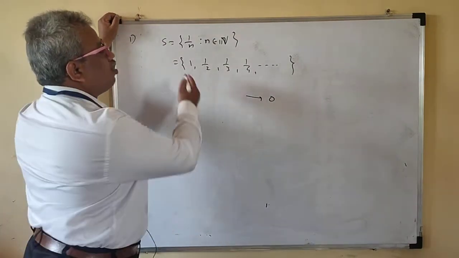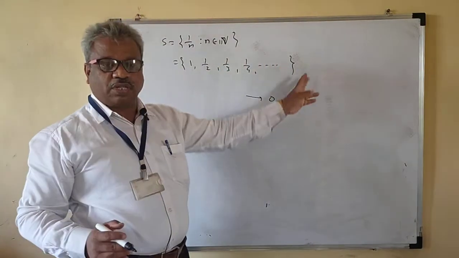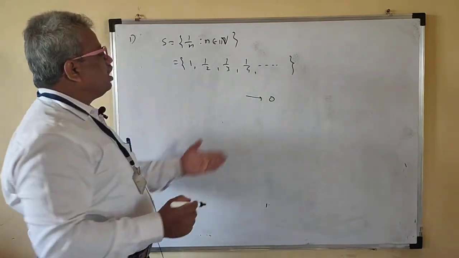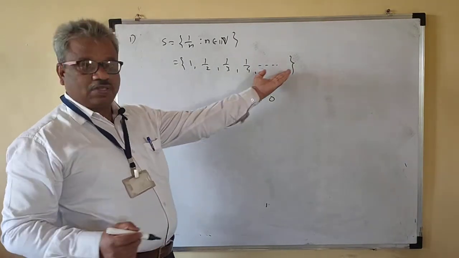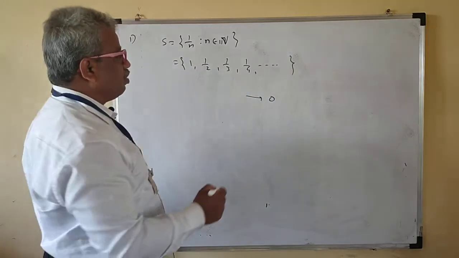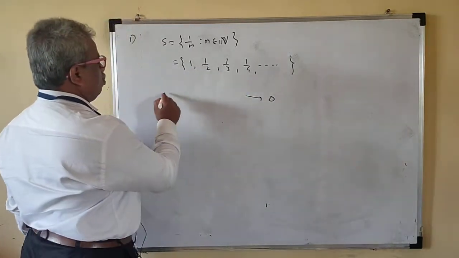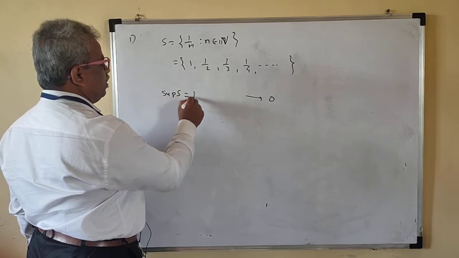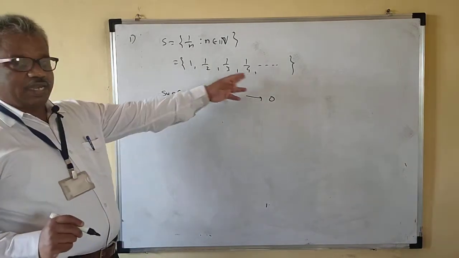So all numbers become smaller and smaller, tending to 0. Here all numbers are greater than 0 and all numbers are less than or equal to 1. So the supremum of S will be 1, because 1 is the greatest of all of these.